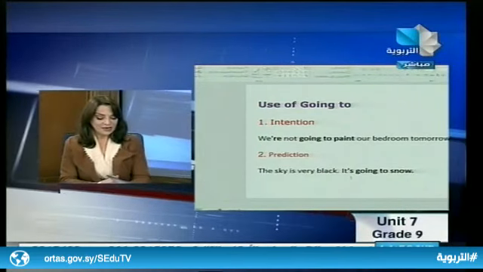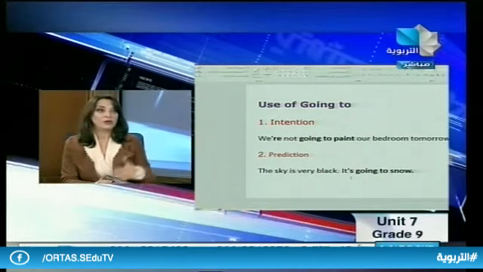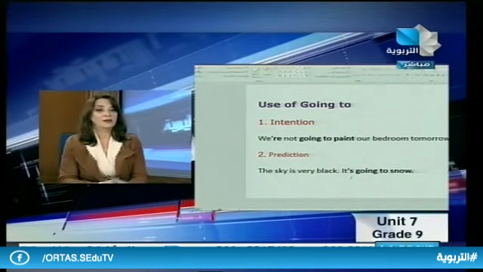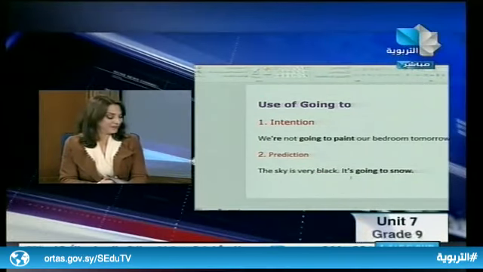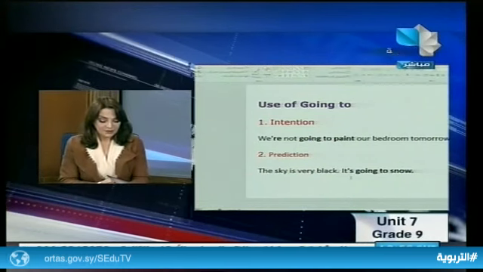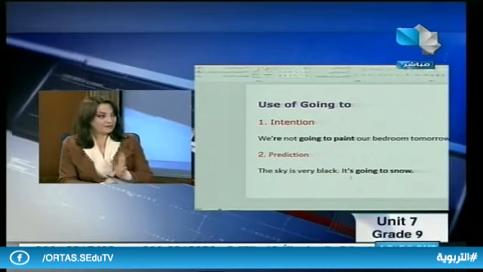we're not going to paint our bedroom tomorrow. We're going to have a picnic tomorrow. Very nice. We're not going to paint our bedroom. This is number one, intention. Okay?